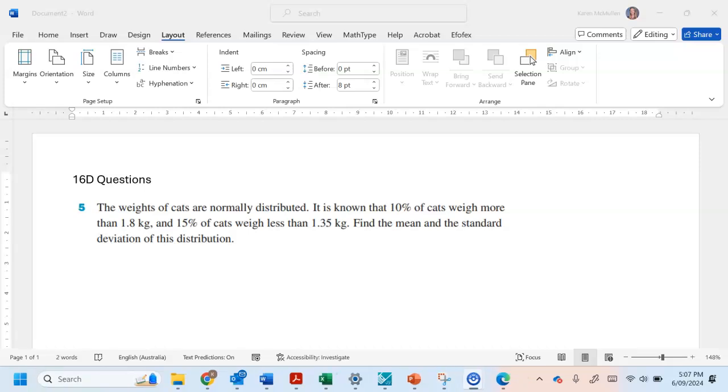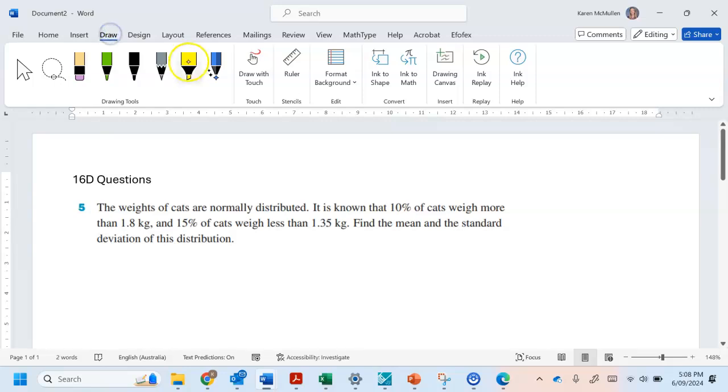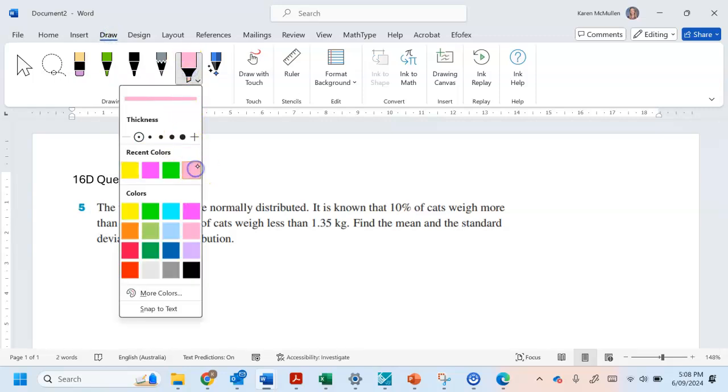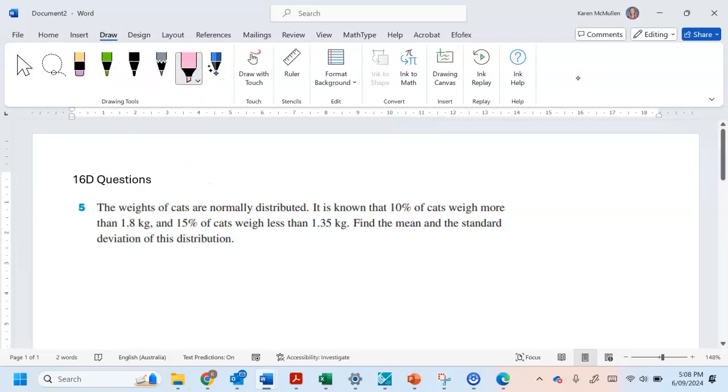Hey everyone, in this video we're just going to go through how to use the calculator and the z-score formula to find the mean and standard deviation in normal distribution type questions. So I've just chosen a few questions from 16D in your textbook to give as examples of what you would do.